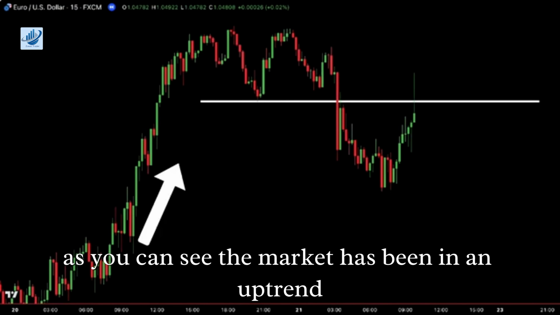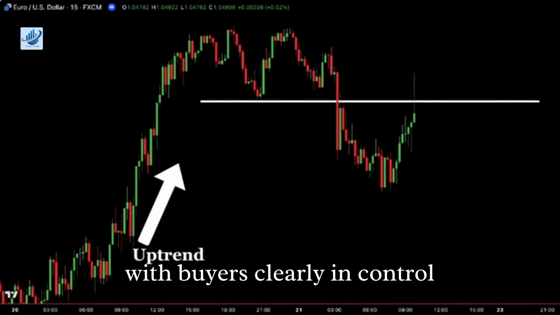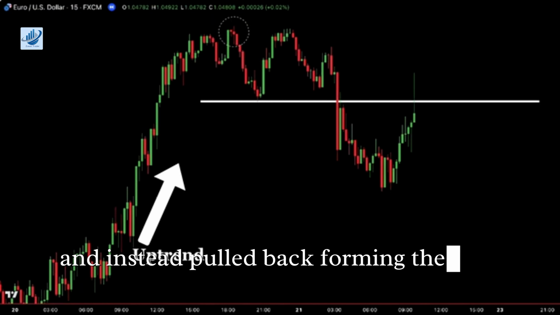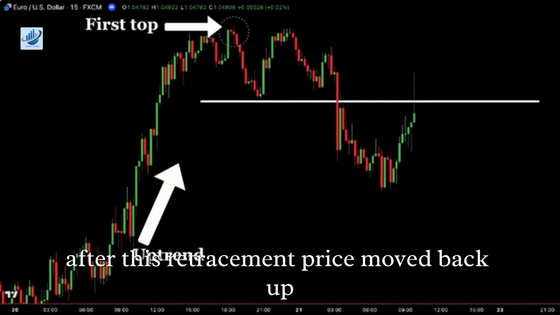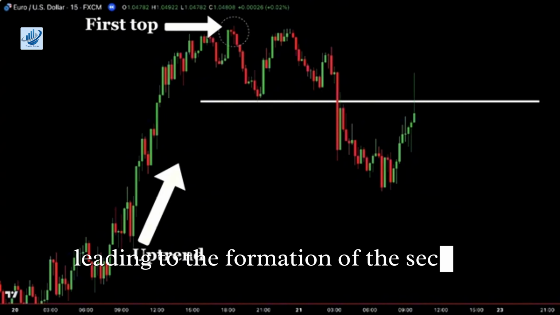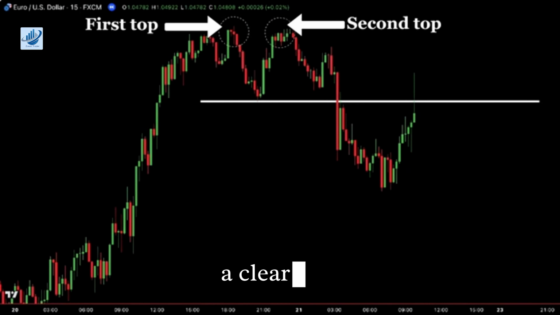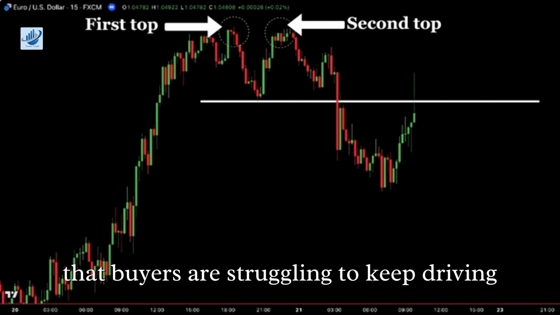As you can see, the market has been in an uptrend, with buyers clearly in control. But at this level, price failed to make a new higher high and instead pulled back, forming the first top. After this retracement, price moved back up but couldn't break higher, leading to the formation of the second top. This is the double top pattern, a clear sign that buyers are struggling to keep driving the market upwards.